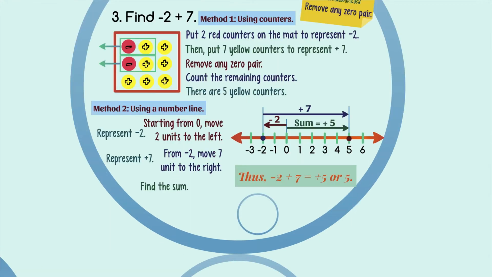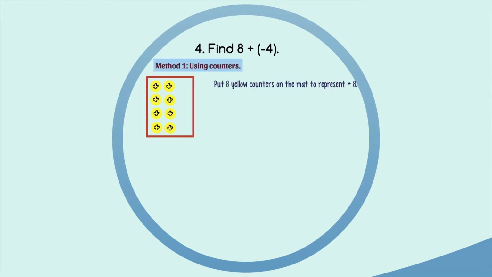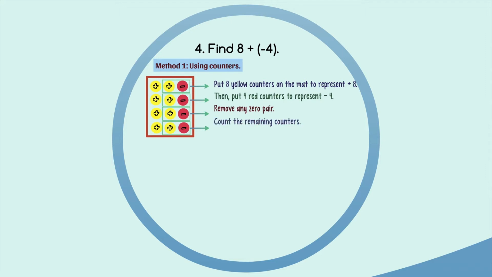Let's add more integers with different signs. Find 8 plus -4. I'm sure you know how to add this one. So let's do this. Using counters, put 8 yellow counters on the mat to represent positive 8, and 4 red counters to represent -4. You see, we removed 4 zero pairs. Now, just counting the remaining counters, there are 4 yellow counters. That means the answer is positive 4.